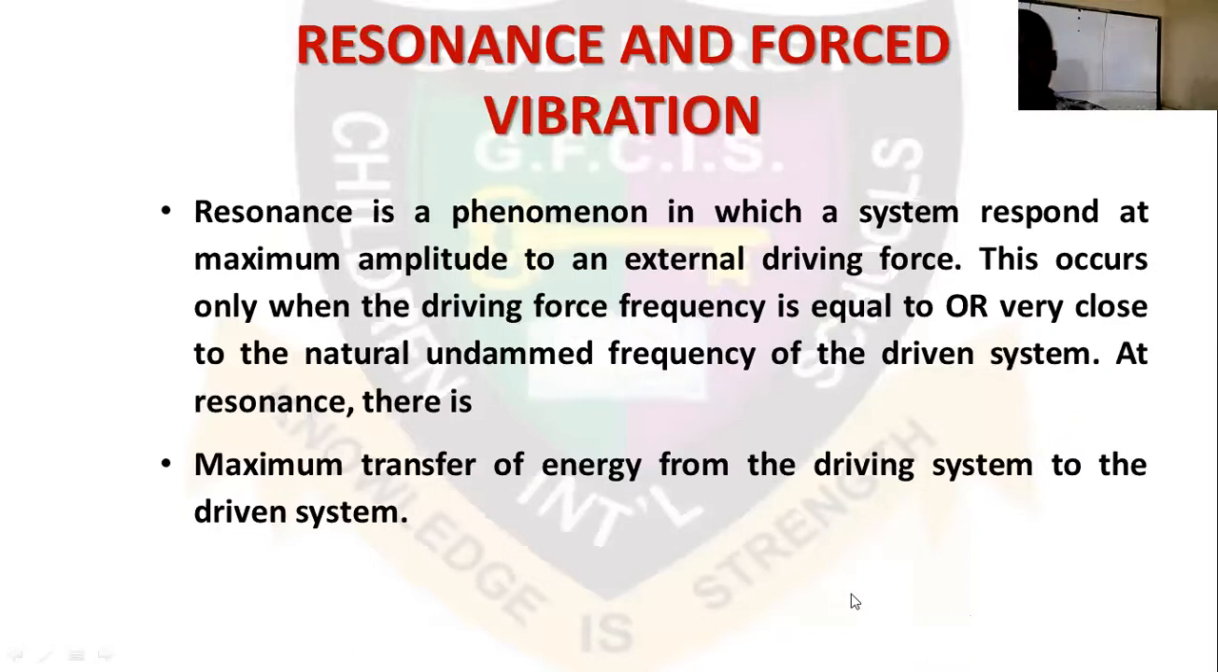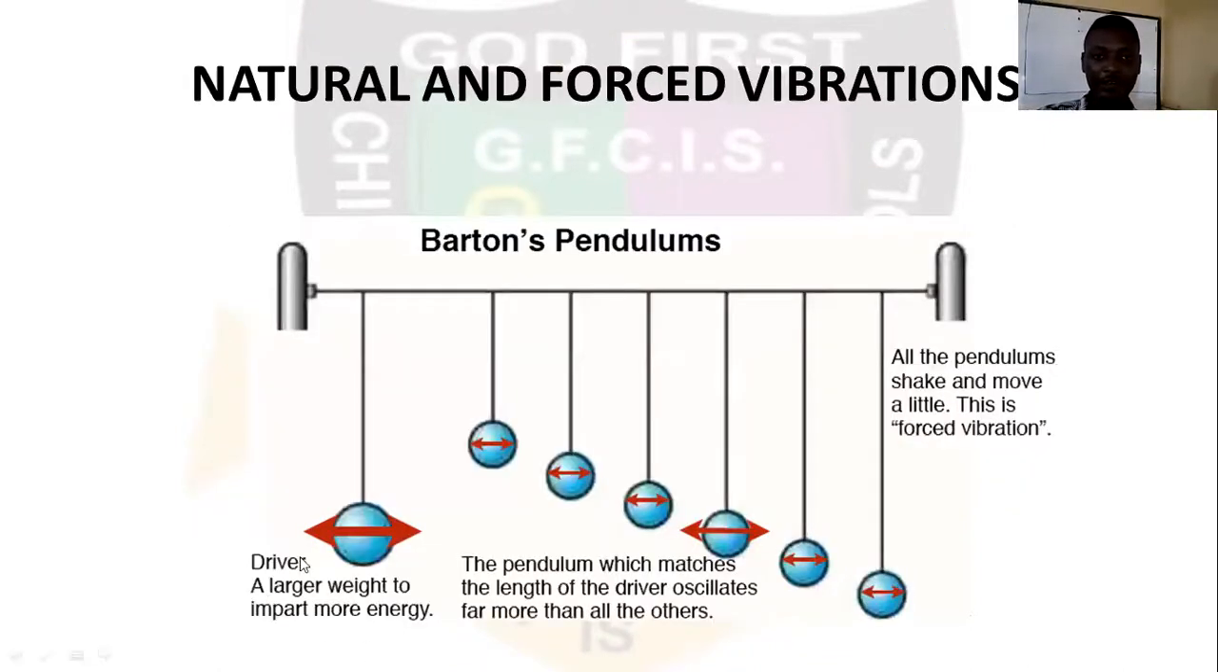So what is resonance there? Resonance is a phenomenon in which a system responds at maximum amplitude to an external driving force. This occurs only when the driving force frequency is equal to the natural frequency, like what we've seen in that Barton's experiment. Because they have the same length, the frequency of this will be equal to the frequency of this. It will transfer the frequency. Others will be forced to what? To vibrate. Those ones won't have the same frequency, and that gives us a forced vibration.